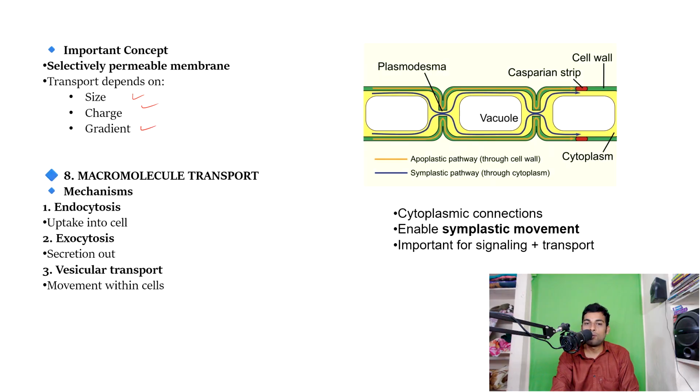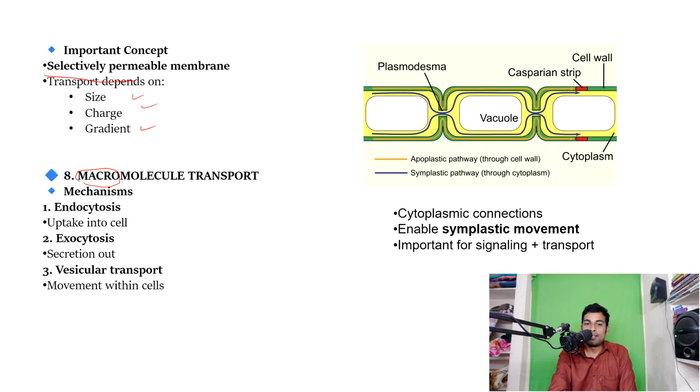Okay. Important concept: selectively permeable membrane. Transport depends on the molecule size, its charge and its gradient. So it is specific to the molecule. It won't happen with other molecules. It is specific to some molecules only. The eighth point is macromolecule transport. Macro means the big size one. So here we learn how big molecules are transported in the plant.